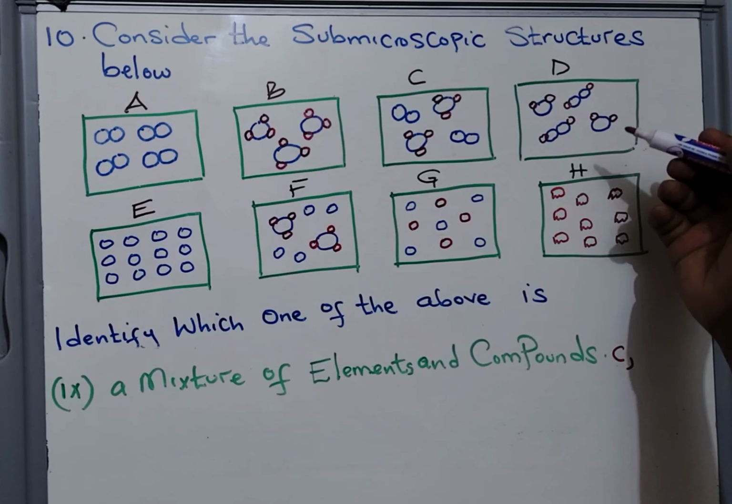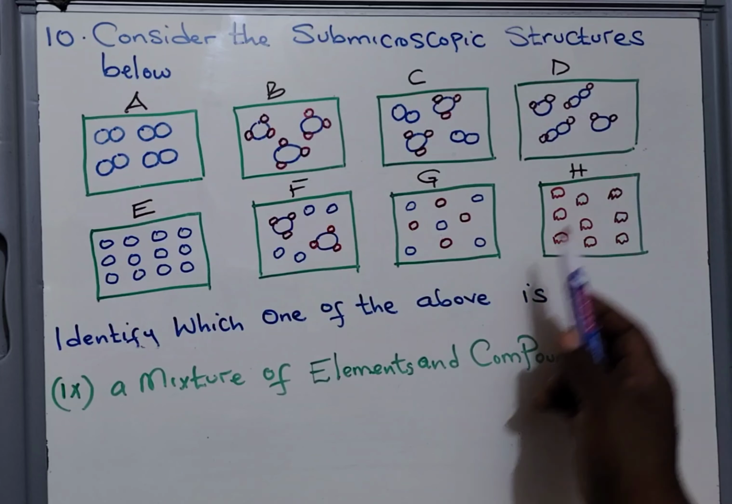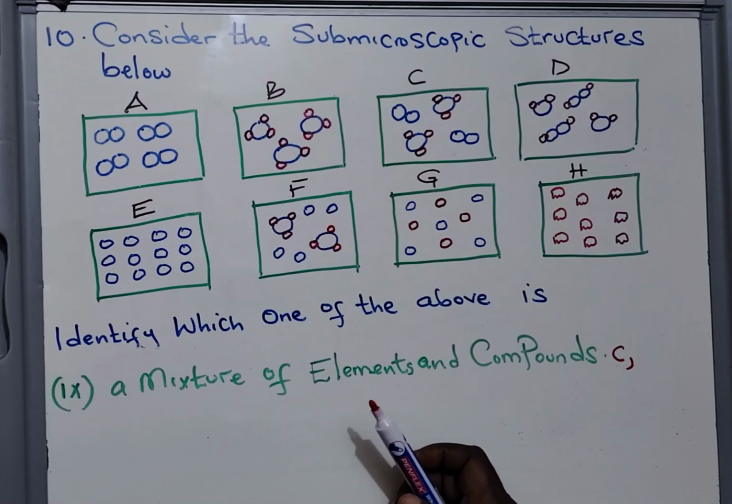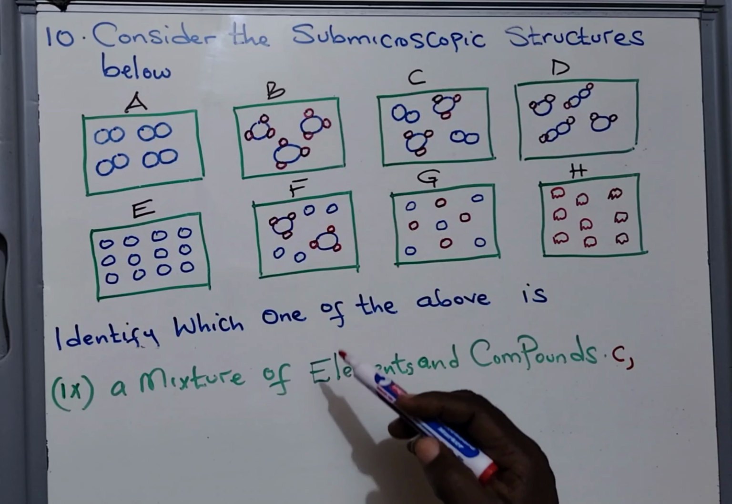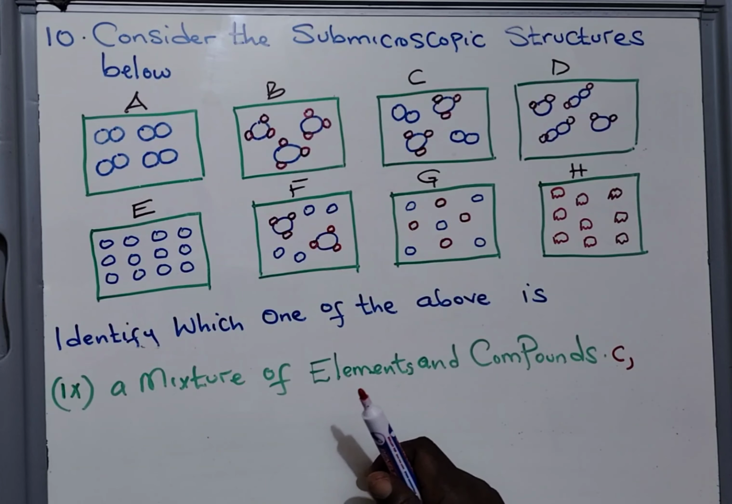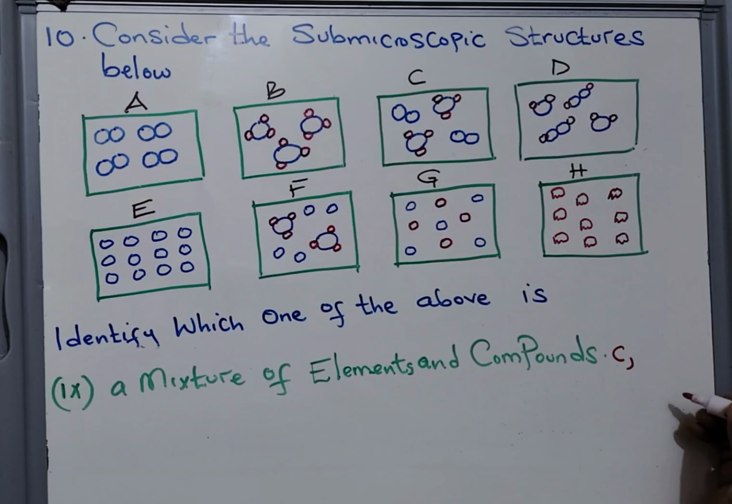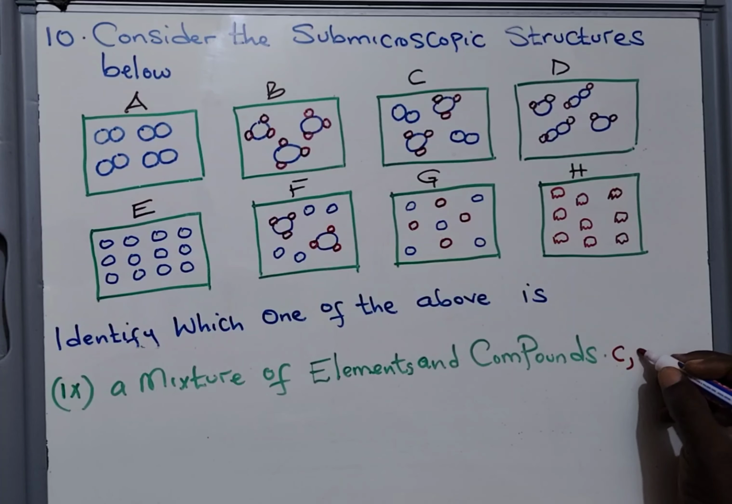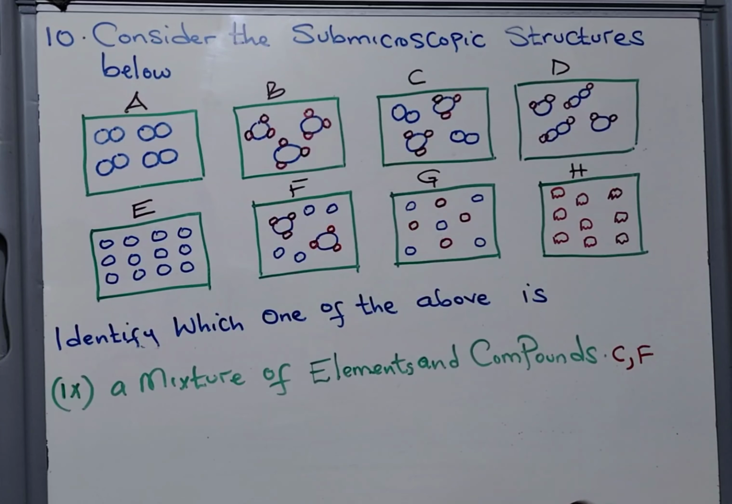Okay. D is a mixture of compounds only. F is pure. E is pure, but F is a mixture of compounds and elements. So it is C and F.